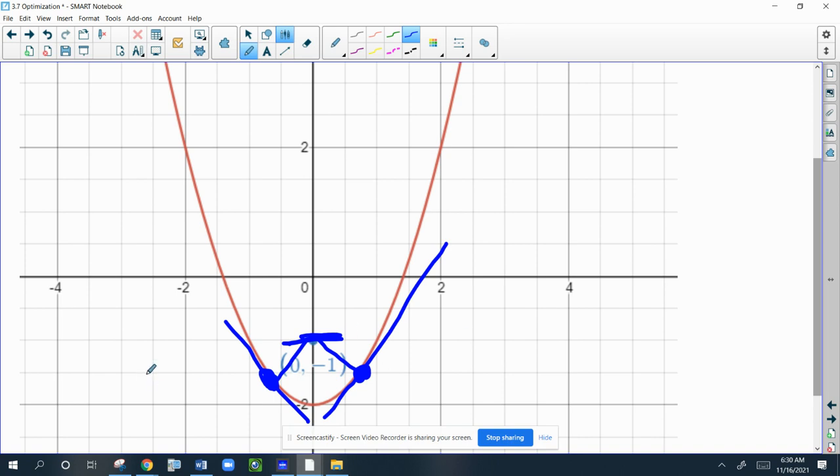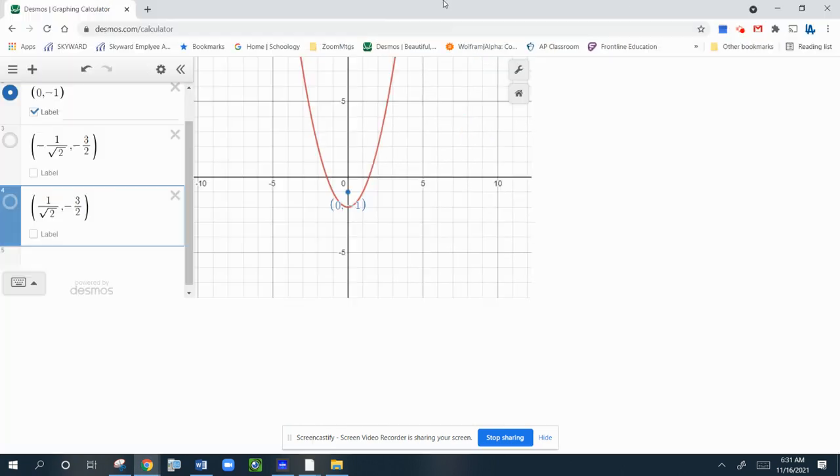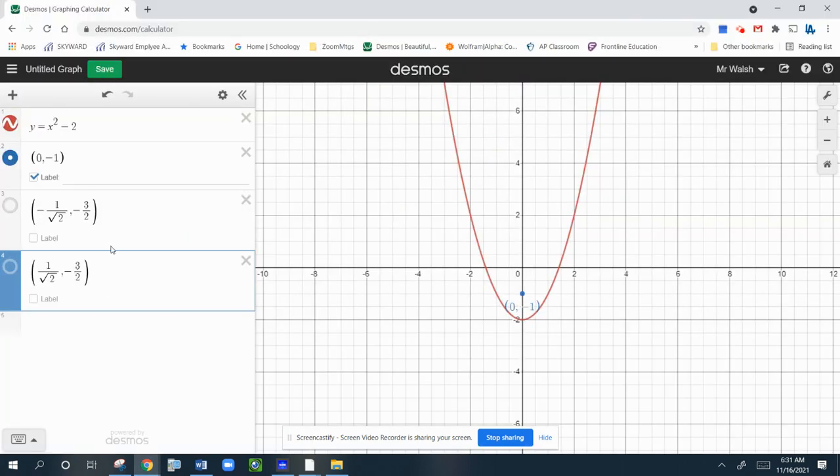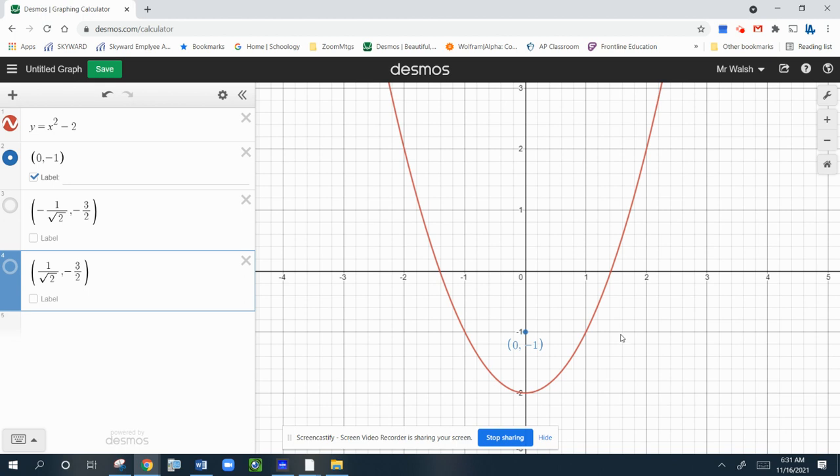Remember, we got negative 1 over root 2, comma, negative 3 halves, and positive 1 over root 2, comma, negative 3 halves. That looks great. Now, since I had this in Desmos, it looks great, but that was an irrational number. So if I made a small error, I wouldn't really be able to tell. So I want to go to Desmos just to make sure that those points we found were actually on the graph. So I'm going to zoom in a little bit.